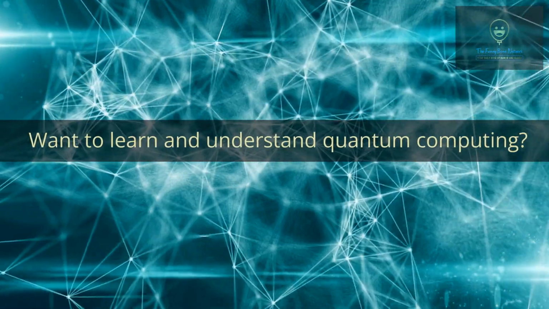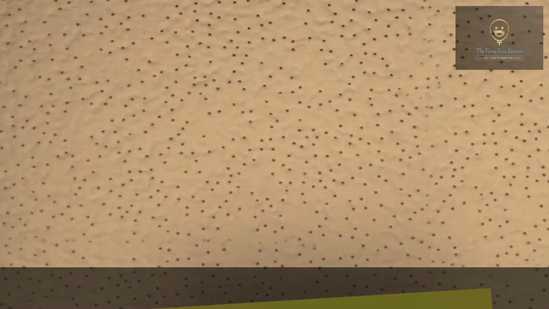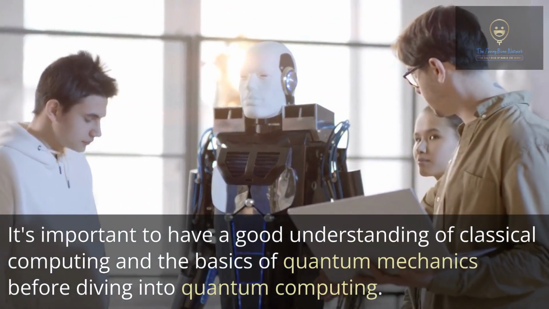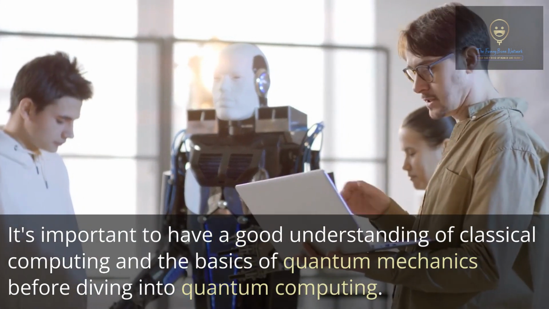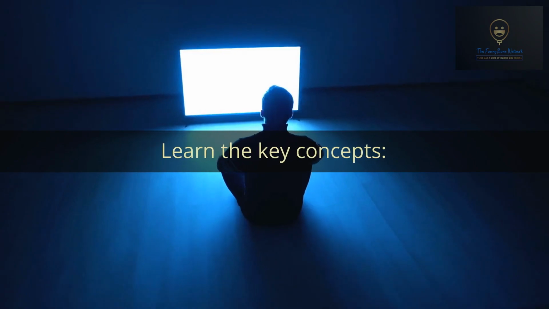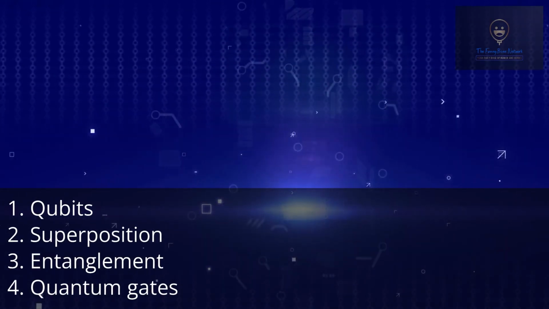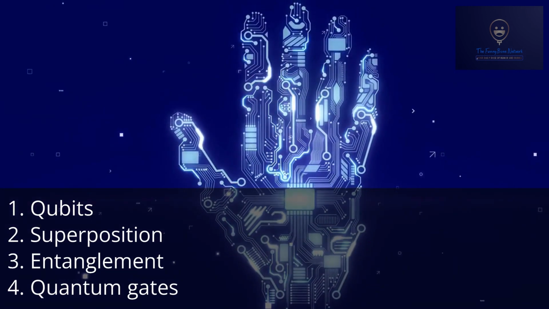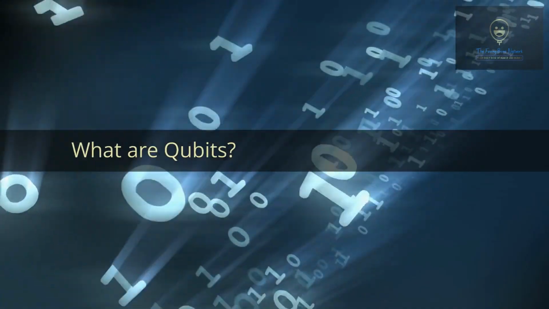Want to learn and understand quantum computing? Start with the basics. It's important to have a good understanding of classical computing and the basics of quantum mechanics before diving into quantum computing. Learn the key concepts: 1. Qubits, 2. Superposition, 3. Entanglement, 4. Quantum gates. What are qubits?